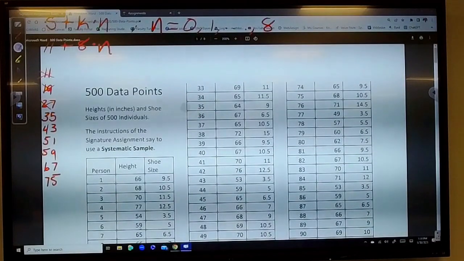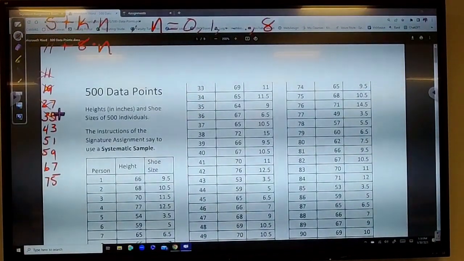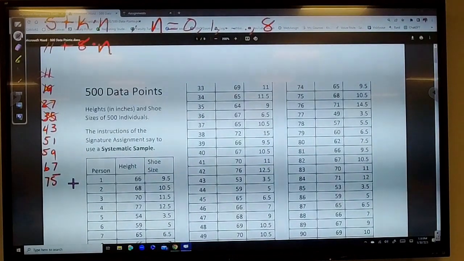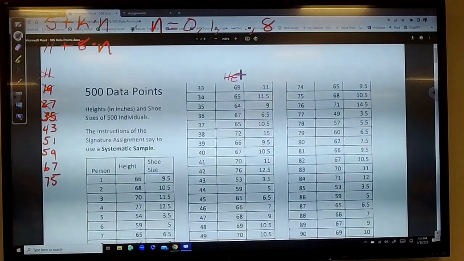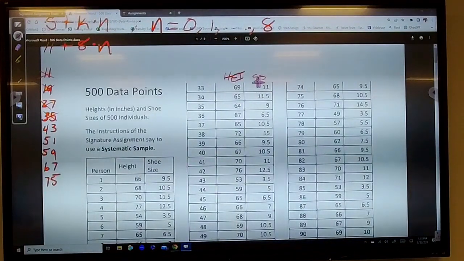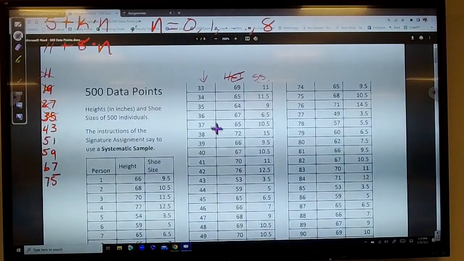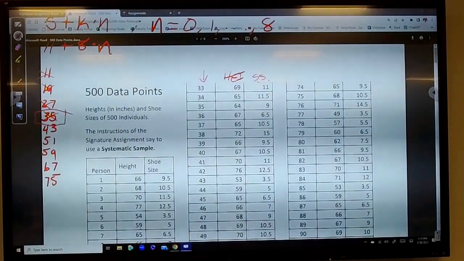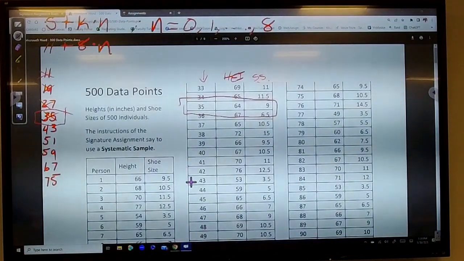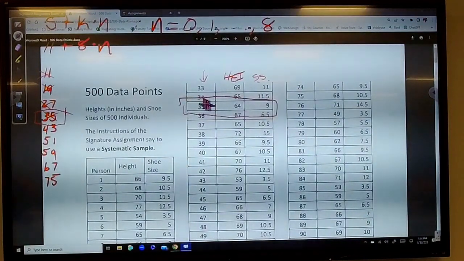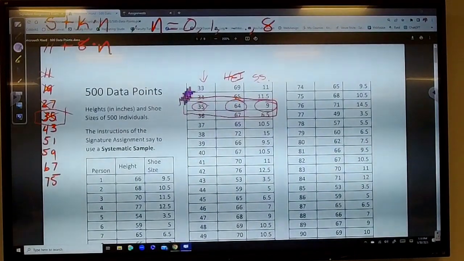Were you about to ask something? I got confused, so when you got 70 and 69. So these are their heights, and this is their shoe size. This is their identification number. So when I look at number 35, I'm looking here at this line. Okay, I see now. Yeah, so their name is 35, this is their height, and this is their shoe size.